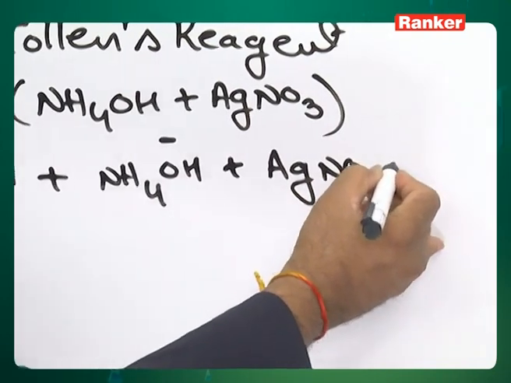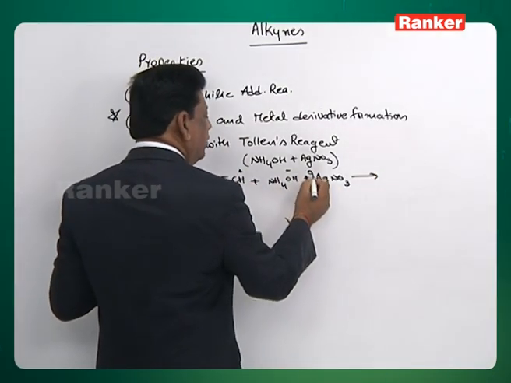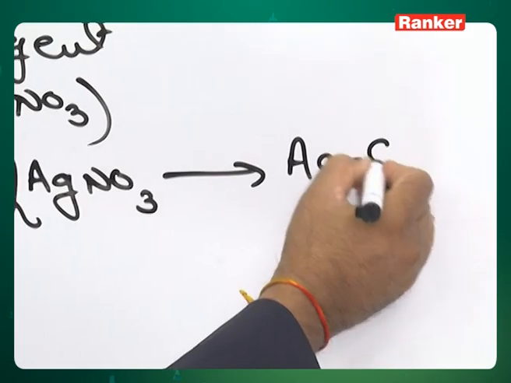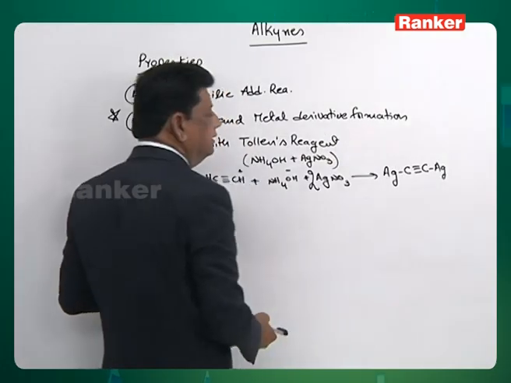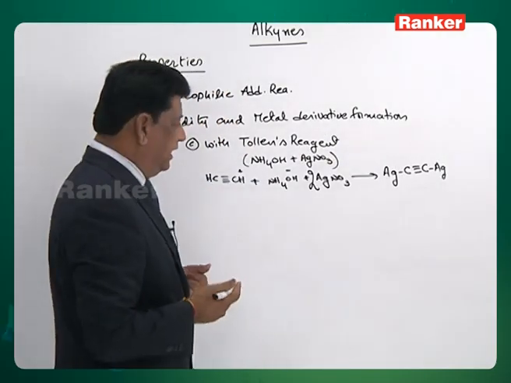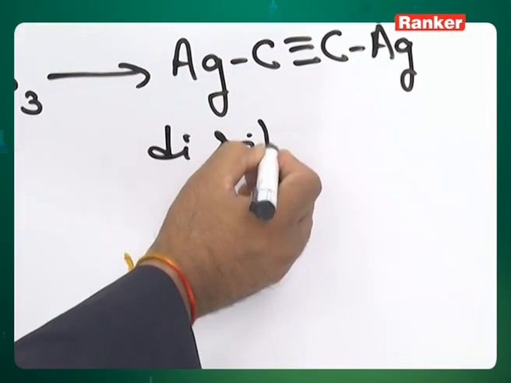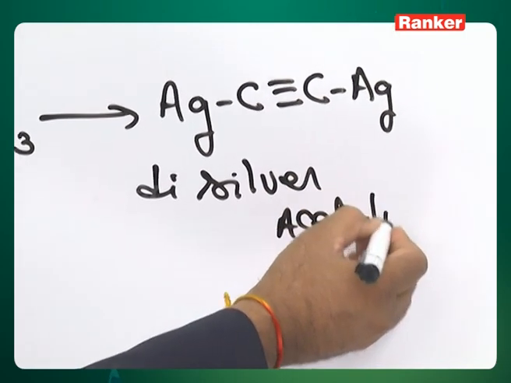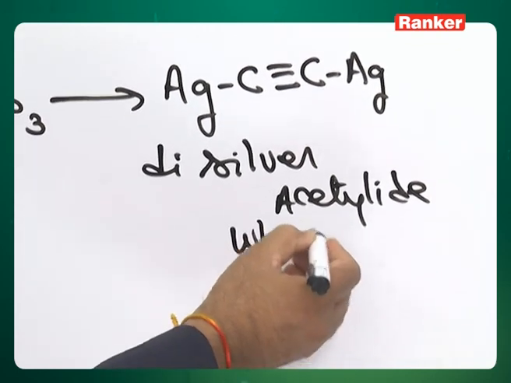So, we are going to get a silver salt, as the reaction takes place on both sides. So, you have to take 2 silver nitrate. Therefore, you will get twice the reaction, with silver coming on both sides. This is called disilver acetylide, which has a white color and is a precipitate.